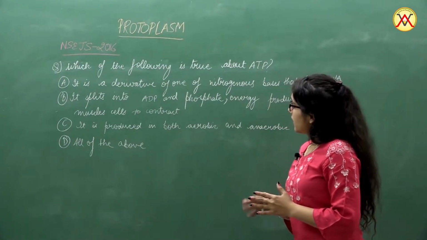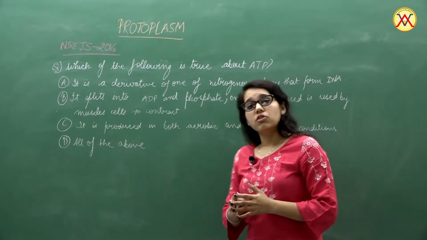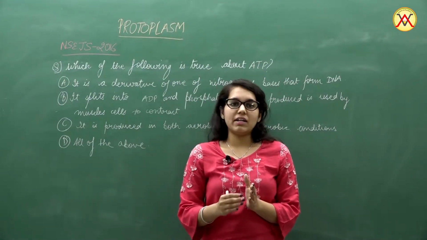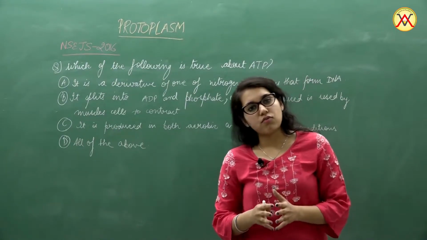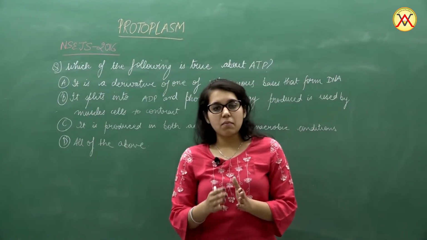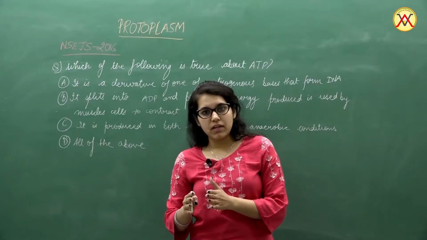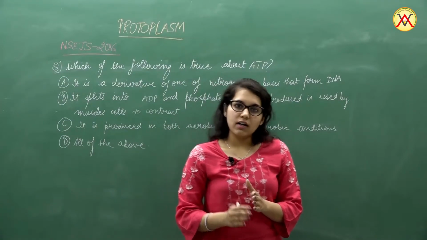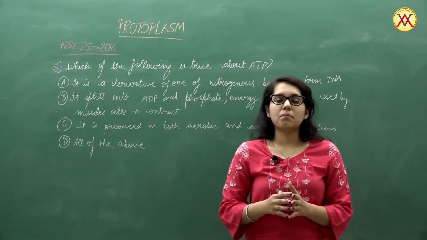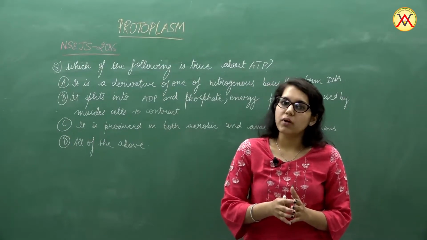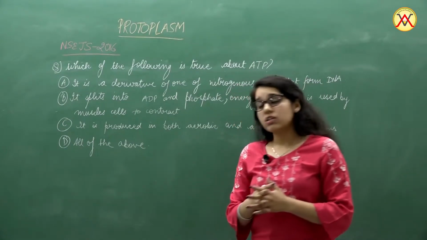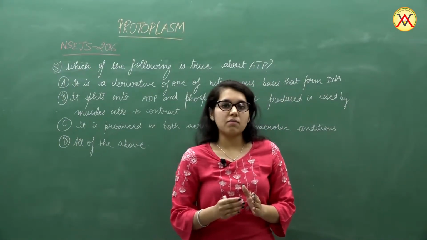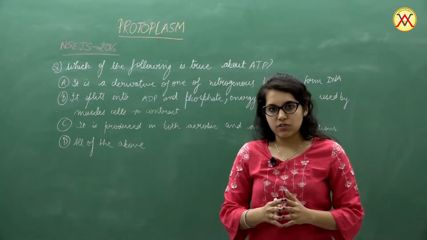Second, it splits into ADP and phosphate and the energy produced is used by the muscle cells to contract. Yes, it is definitely true, that is the energy required by the cell is in the form of ATP. Now to utilize this ATP, it is broken down into ADP, that is adenosine diphosphate, plus a phosphate group. This energy is used also by the muscle cells to contract and to show movement. So yes, it splits into ADP and a phosphate group, and this energy can be used by the muscle cells to show contraction.